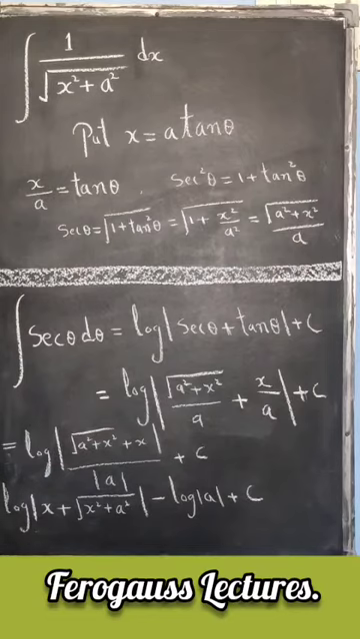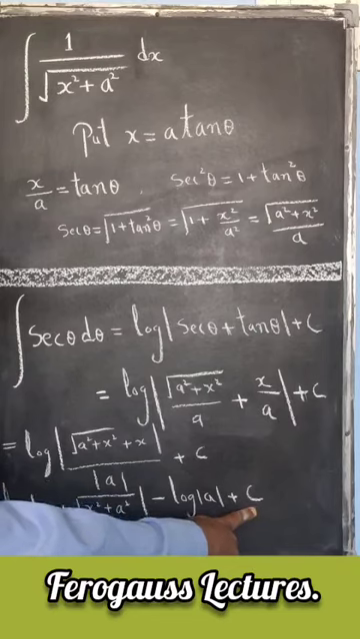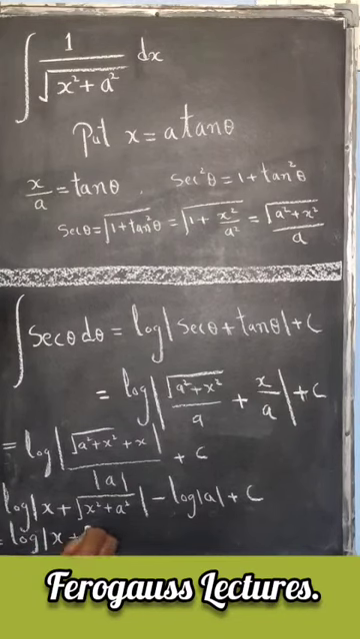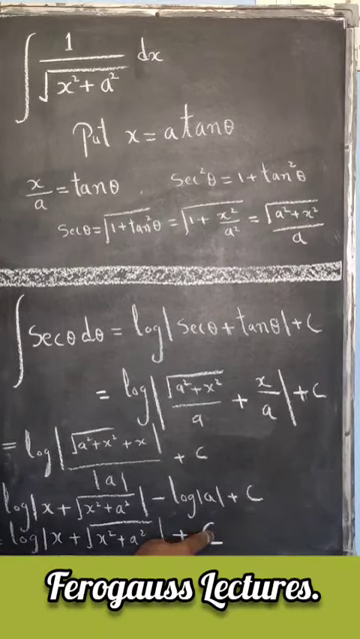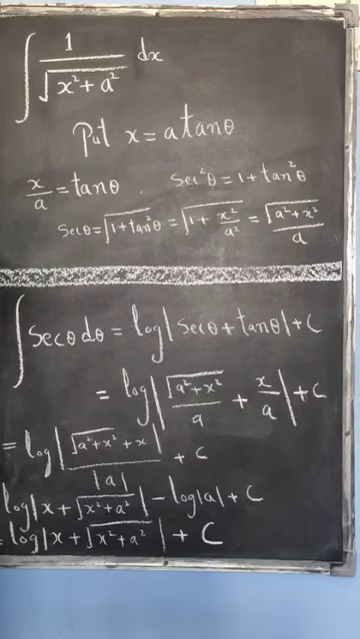plus c. Now this log of mod of a is constant, this c is also constant, so instead of this c and this minus log of mod of a, we can write log of mod of x plus square root of x square plus a square plus capital C. So the capital C is equal to plus c minus log of mod of a. That completes the question.